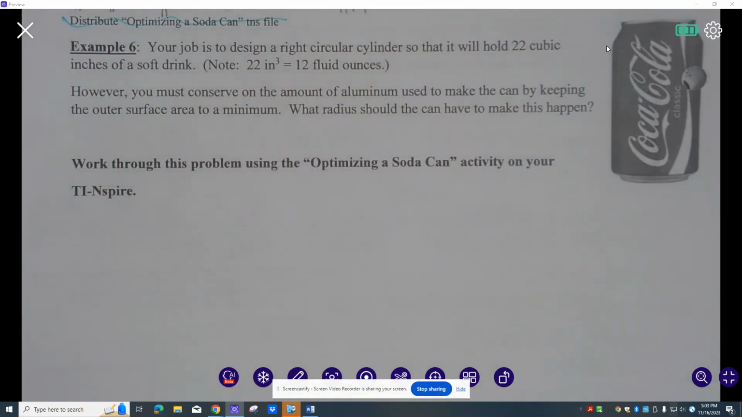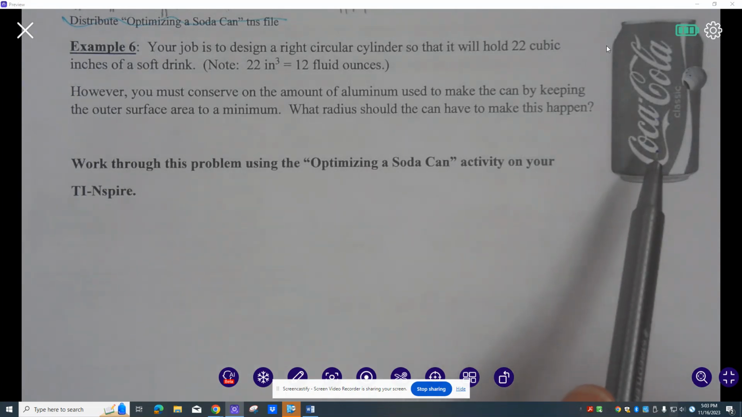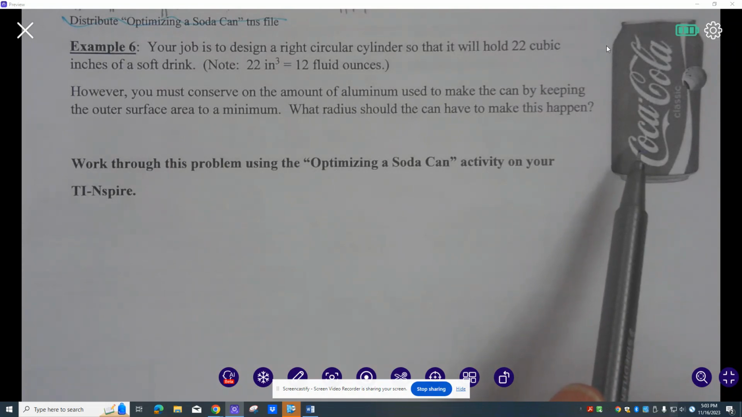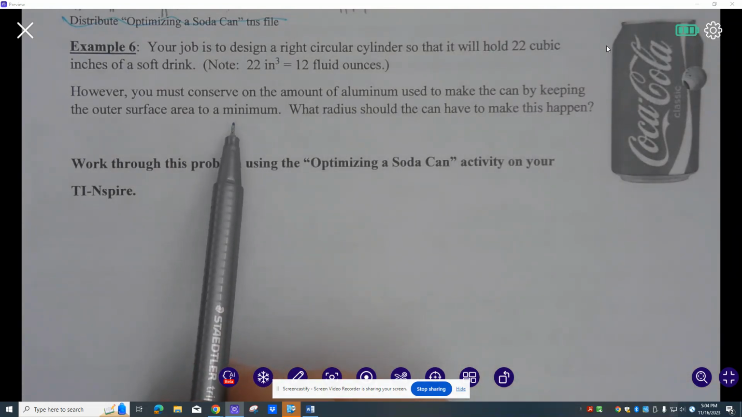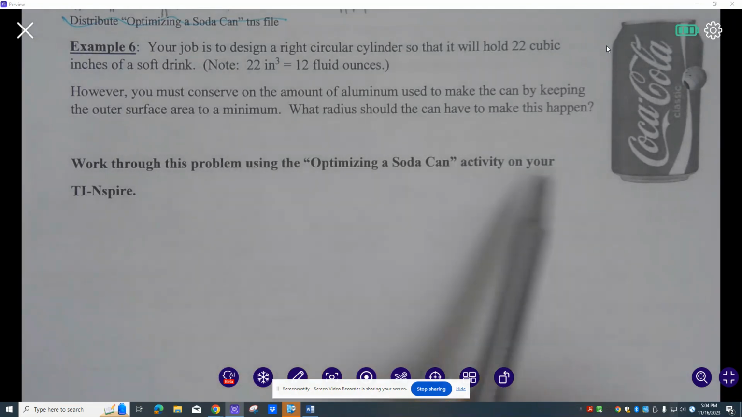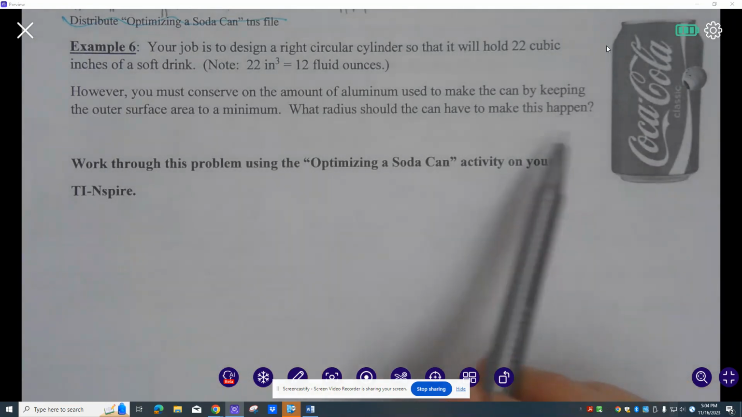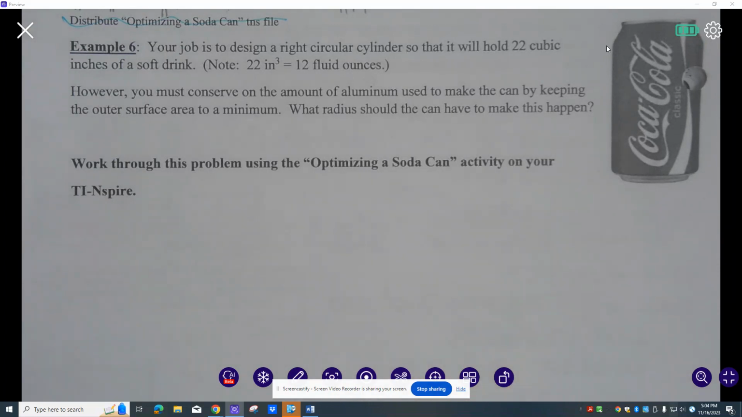So your job is to design a right circular cylinder, so a can that will hold 22 cubic inches of soft drink. However, you must conserve the amount of aluminum used in the can. So that's the surface area. And then what radius would give you a minimum surface area or conserve the cost of the can?